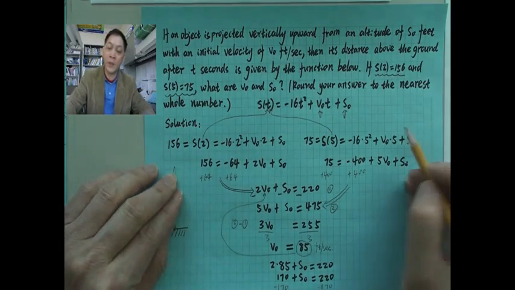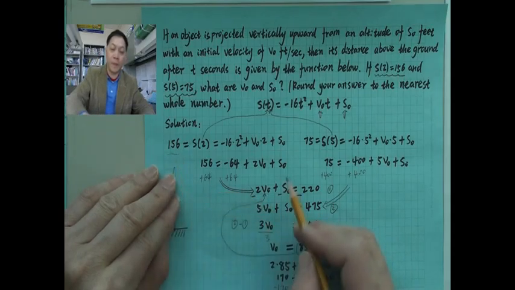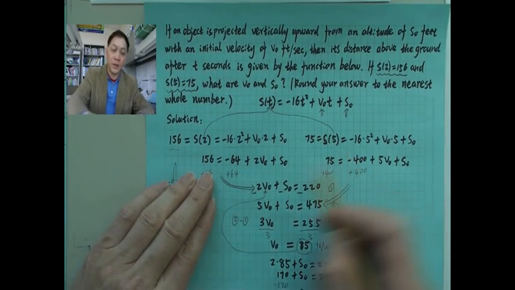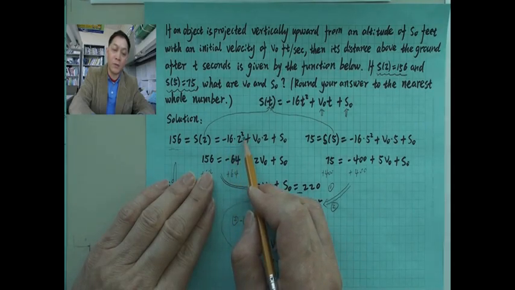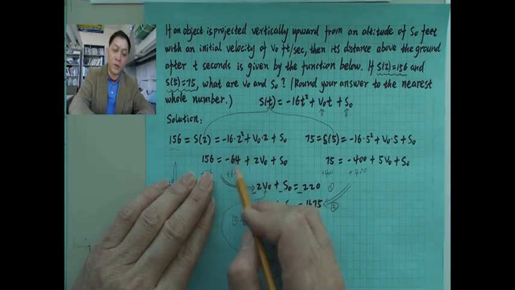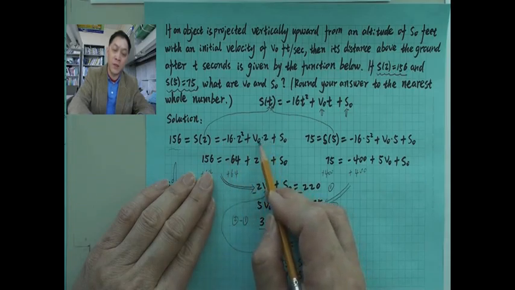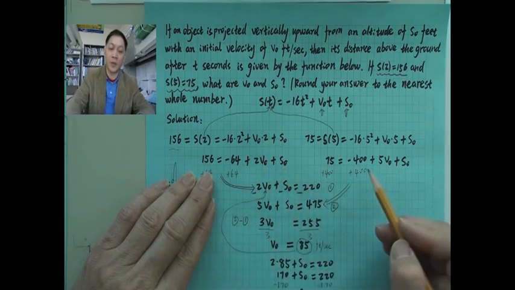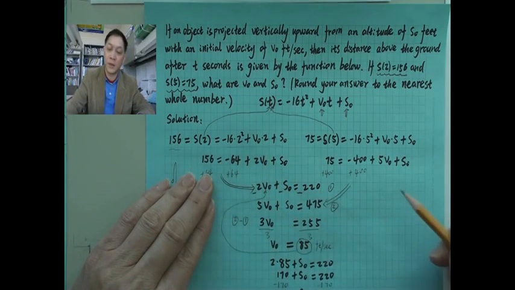Okay. Now we have 156 equals that. So we leave 156 here, and here is negative 16 times 4, because 2 squared is 4, so we have negative 64 plus v0 times 2, which is 2 times v0, plus s sub 0. So this was the first equation we got from here.